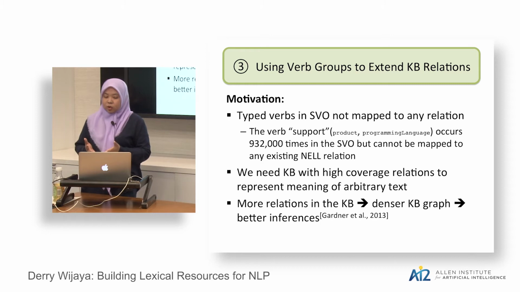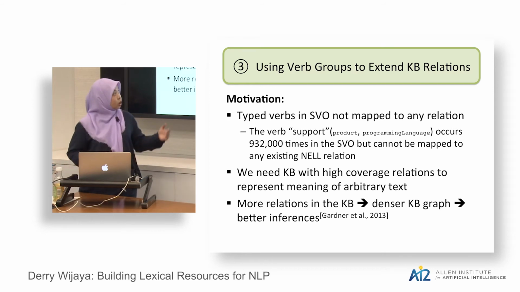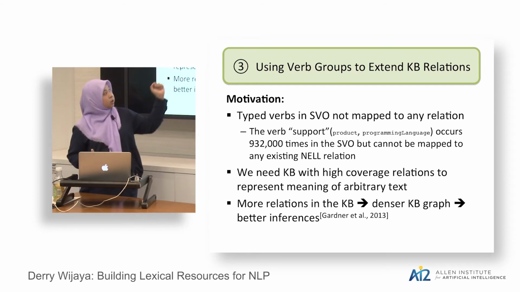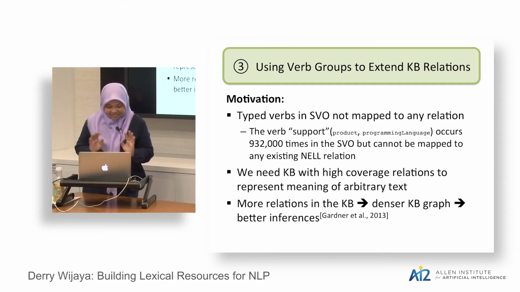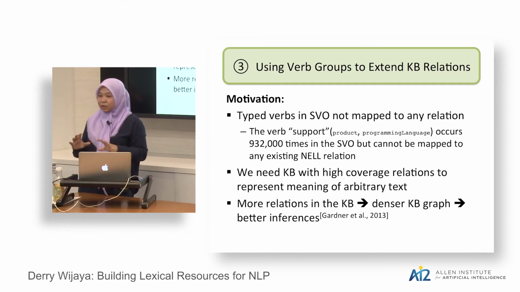But for a lot of verbs that we have in our subject-verb-object triples, they are not mapped to any NELL relation. So for example, the verb support with a subject type product and object type programming language occurs almost 1 million times in the SVO triples, but it has no corresponding relation in NELL.